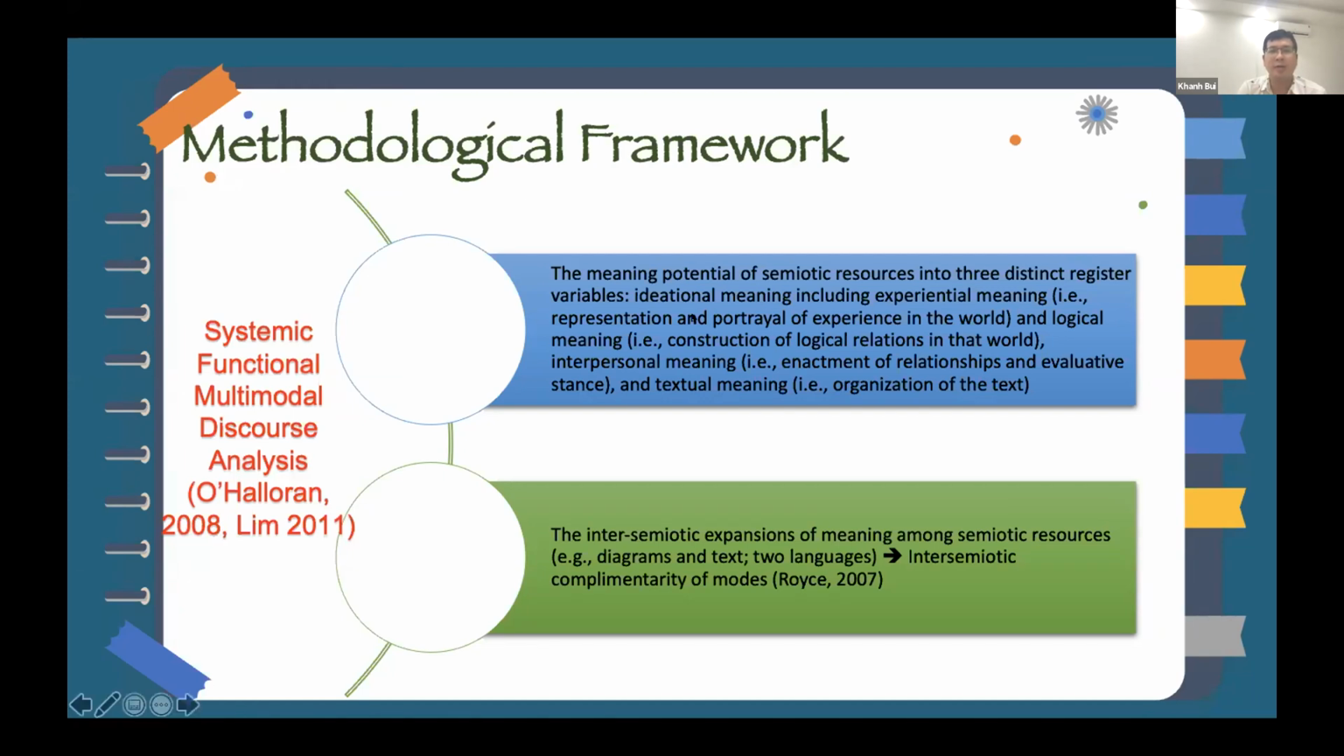The second one is logical meaning, which is the construction of logical relations, that is, the arrangement of the different modes here. The next thing we talk about is interpersonal meaning, which is the enactment of relationships and relative stance. That means the relationship between the modes and the audience, and how the audience perceives the mode. For example, the way I'm talking to you here.